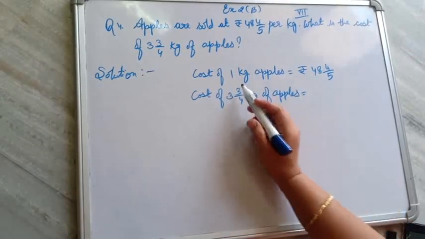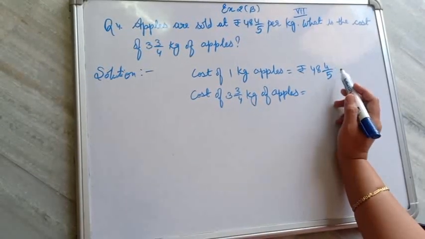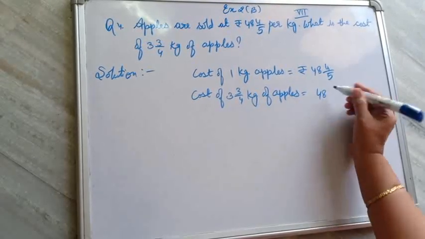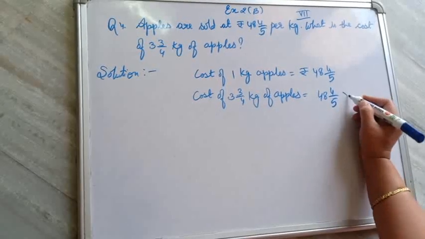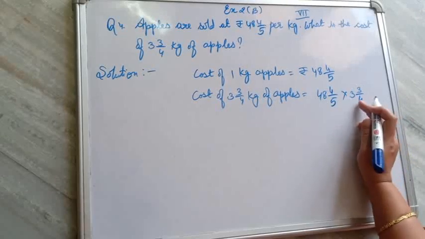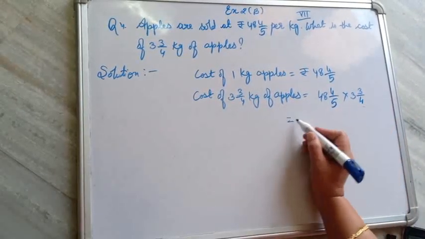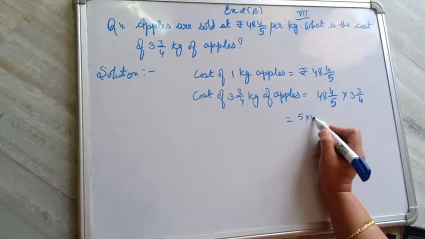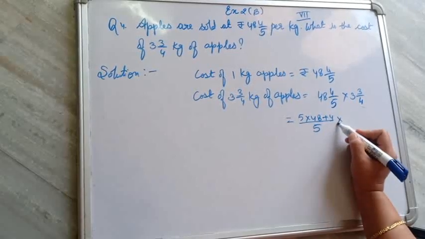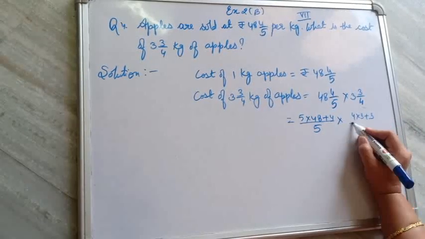So quantity multiplied by the rate per kg. So 48 4 by 5 multiplied by 3 by 4. So as we can see, these are in mixed fraction. We have to convert them into improper fraction first. So 5 multiplied by 48 plus 4 upon 5 multiplied by 4 multiplied by 3 plus 3 upon 4.